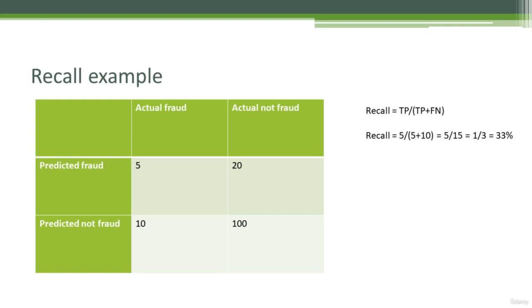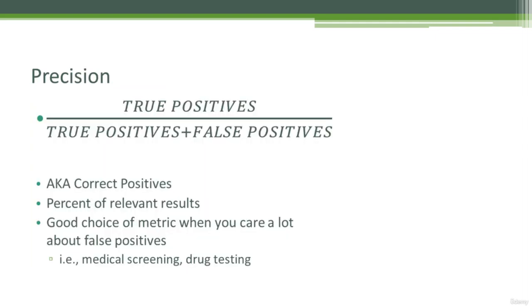Recall's partner in crime is precision. Precision is computed as true positives over true positives plus false positives. This goes by other names as well, including the correct positive rate, or the percent of relevant results. So this is a measure of relevancy in the world of information retrieval.